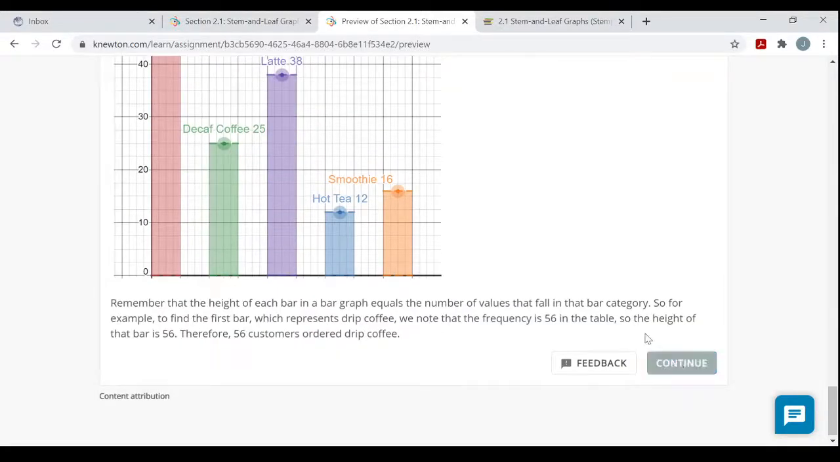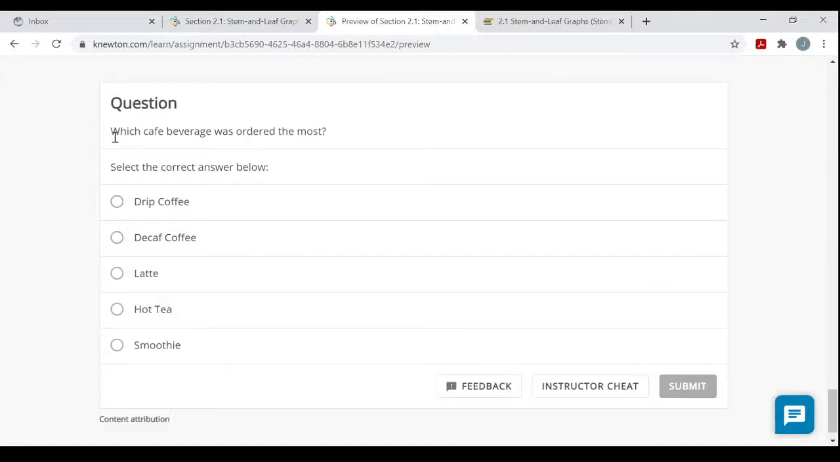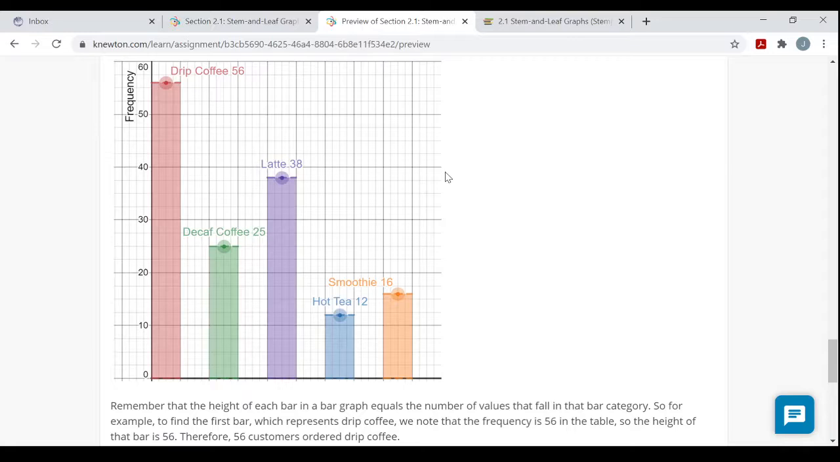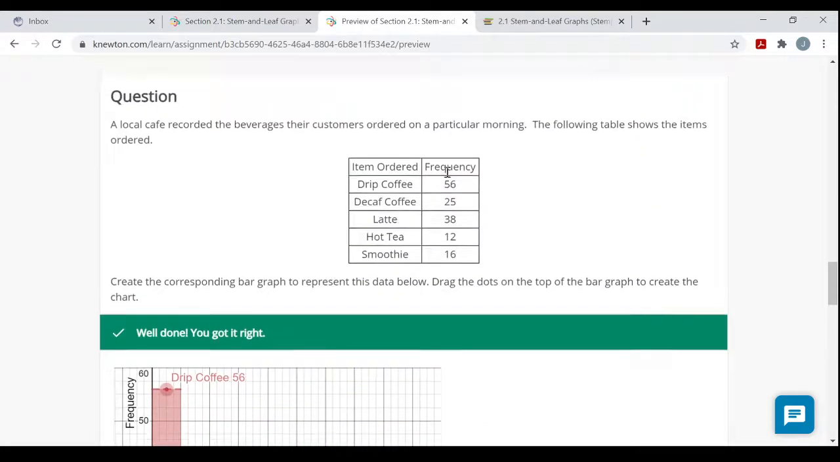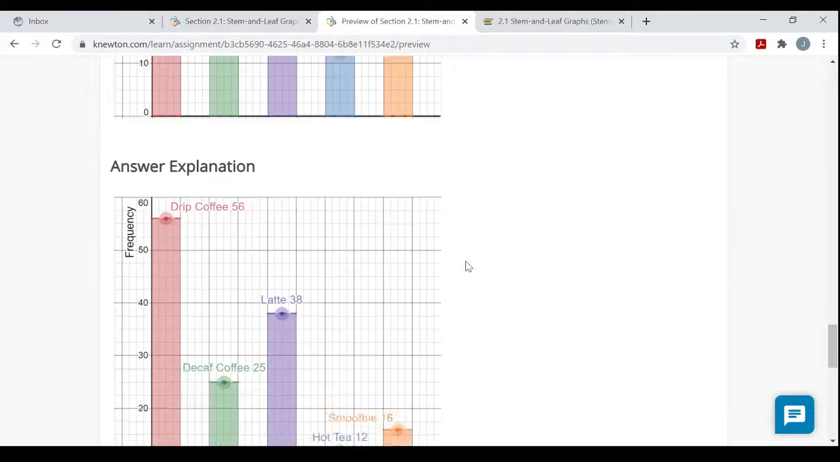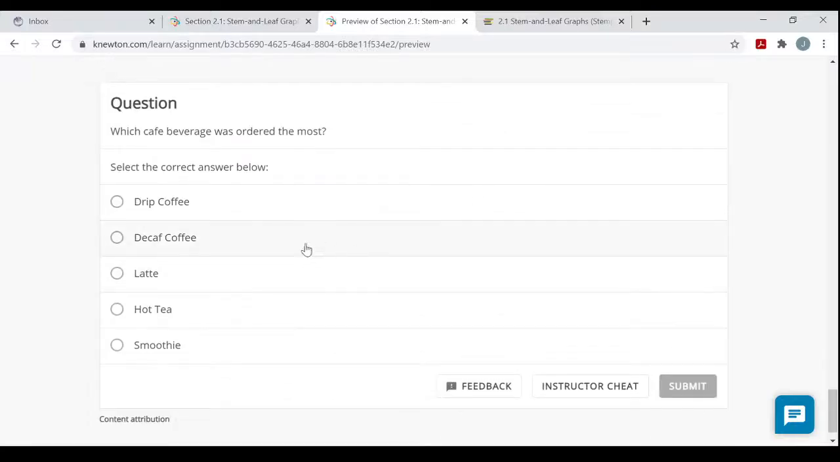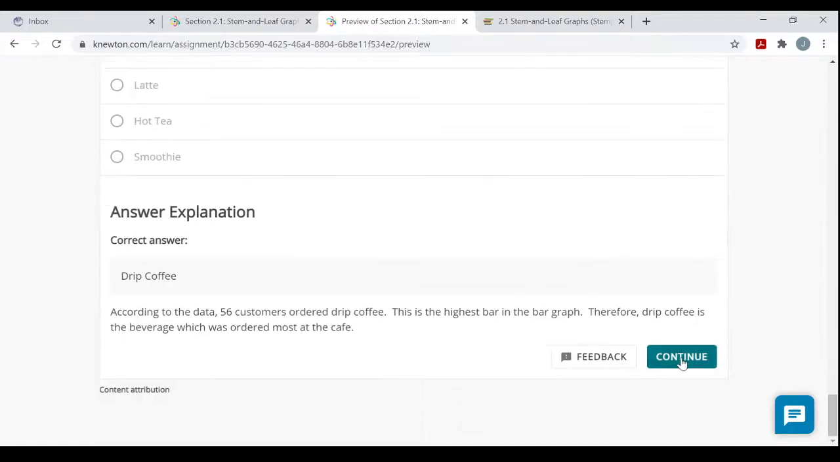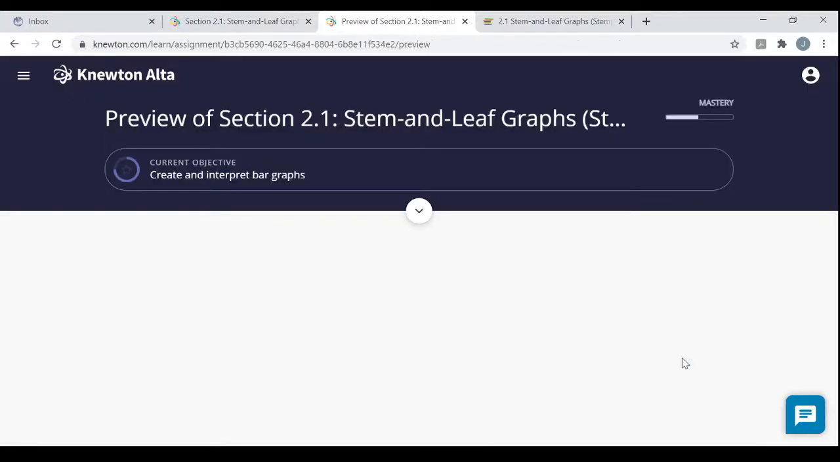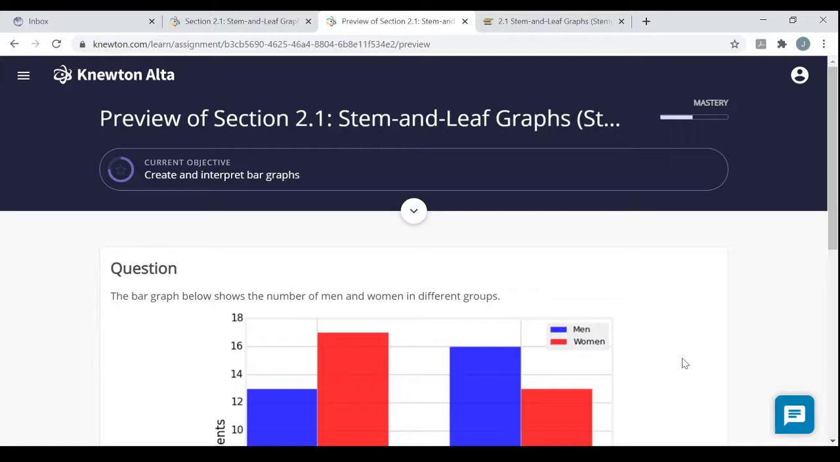And continue. And then look, which cafe beverage was ordered the most? Well, clearly, the drip coffee. Right, and I know you could have told that from the chart as well. I mean, you could have just looked at the numbers, but it's easy to tell when it's in a bar form. Right? Drip coffee. And they might ask some other question, right? Which was ordered least or whatever.